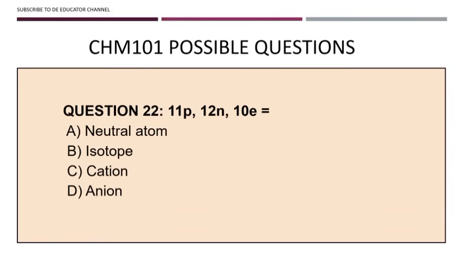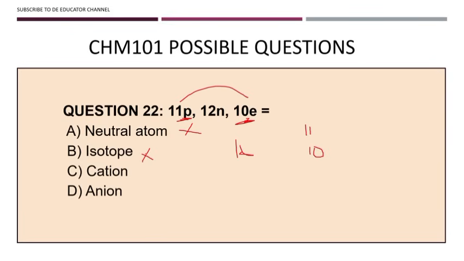Remember we said a neutral atom will have the same number of protons and electrons. If you look at this, proton and electron are not the same, so it is not a neutral atom. Is it an isotope? It can never be an isotope, because if it were, they would have given us 2 elements, but this is just 1 element. So it's either a cation or an anion. Let's find out which. The number of protons is 11 and the number of electrons is 10.